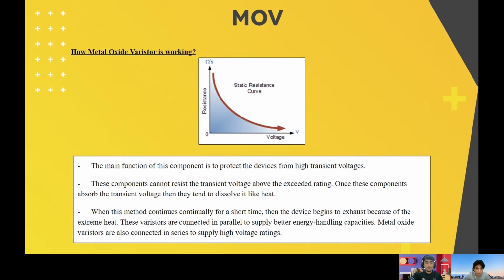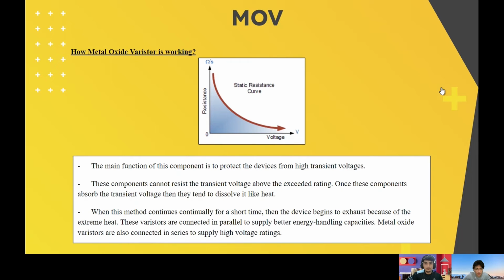The main function of this component is to protect devices from high transient voltages. These components cannot resist transient voltage above the exceeded rating. Once these components absorb the transient voltage, they tend to dissipate it as heat. When this continues for a short time, the device begins to exhaust because of the extreme heat.